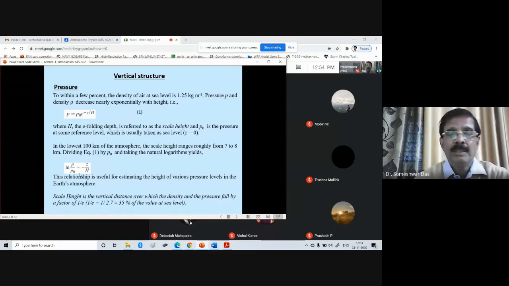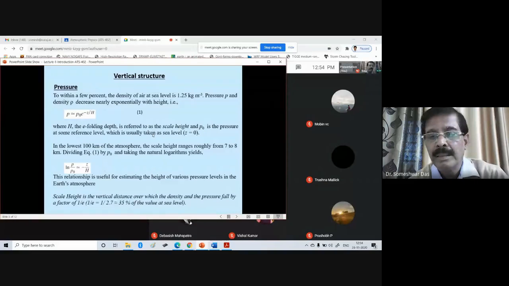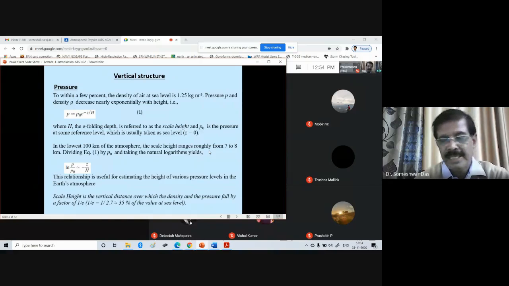You know, pressure decreases with height, right? What is the typical pressure at sea level, at the Earth's surface? Normal pressure? Who will say? 1013 bar. Yes, approximately 1013 hectopascal or millibar. Millibar and hectopascal are the same thing. So approximately the mean sea level pressure is 1013 hectopascal or millibar, but it can vary from place to place.